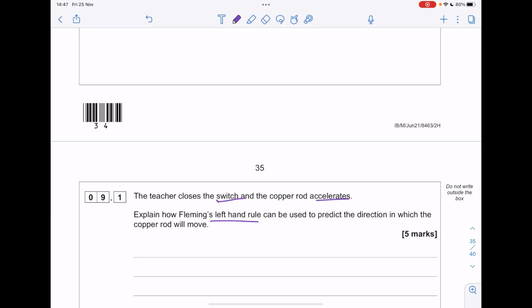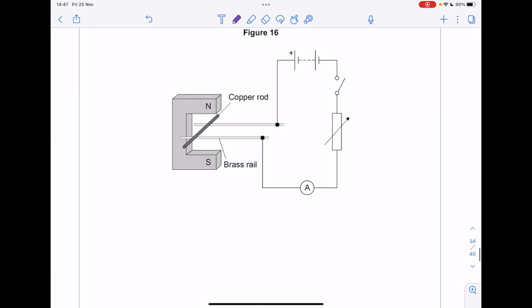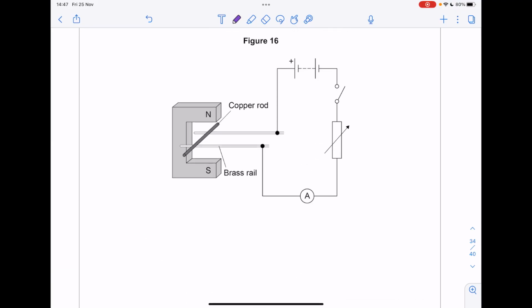Explain how Fleming's left-hand rule can be used to predict the direction in which the copper rod will move. Okay, so you need to get your left hand ready here. I can't really draw this. That's supposed to be your thumb, that's supposed to be your first finger, and that's supposed to be your second finger, and it's attached to your hand here. So your thumb shows the direction of the force.